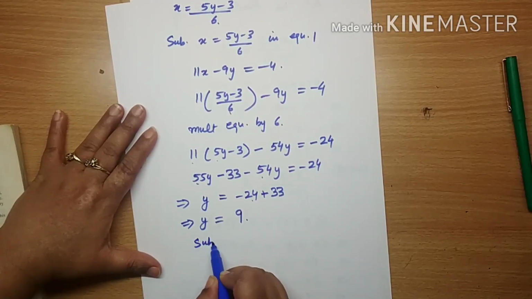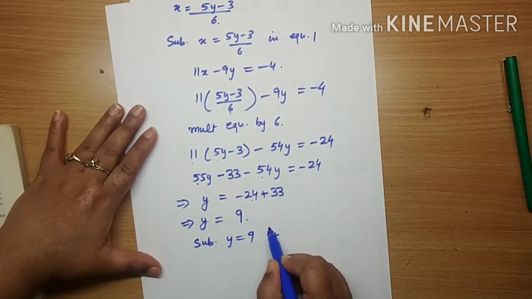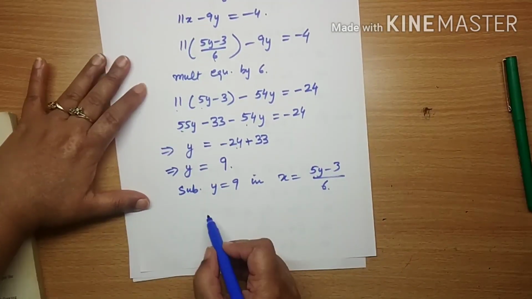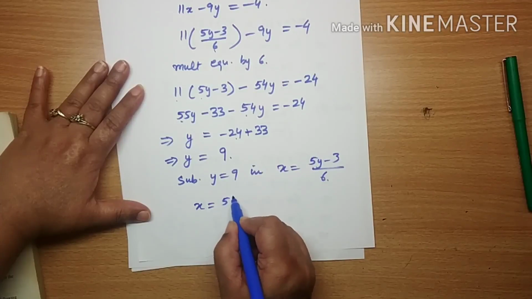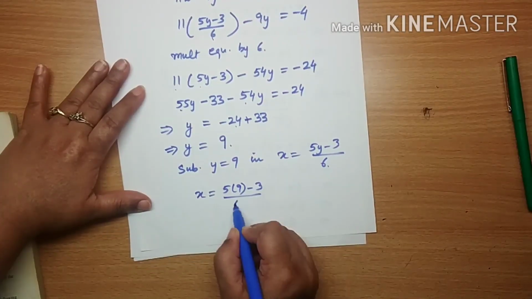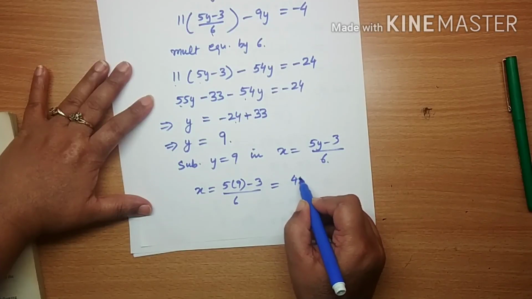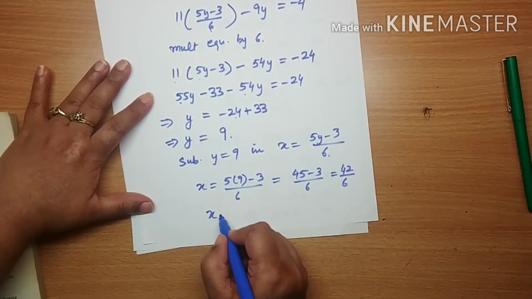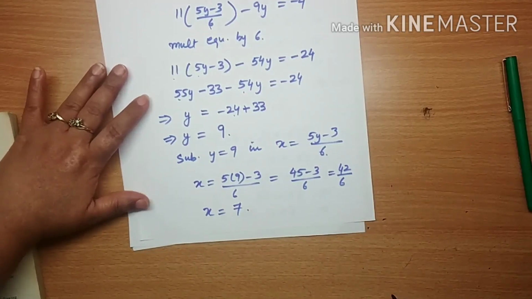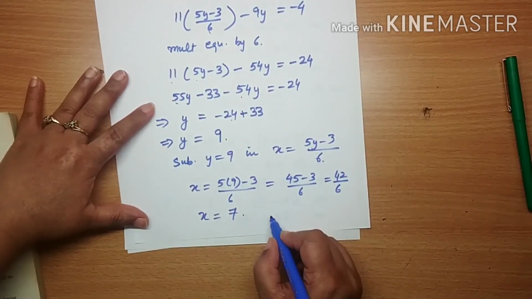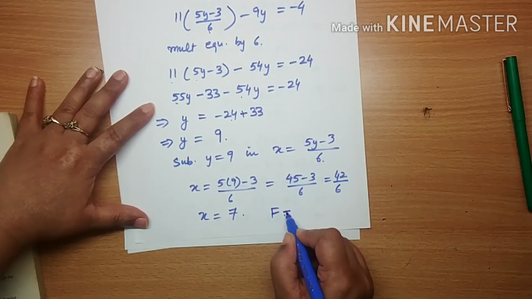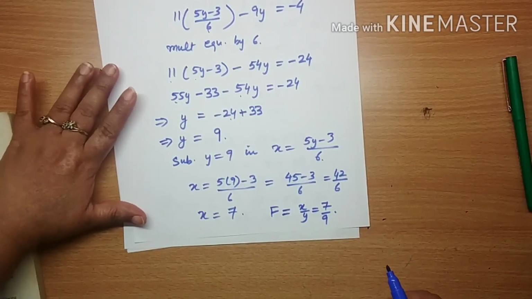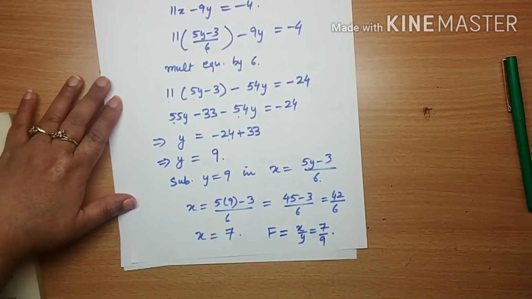Now substituting y equal to 9 in x is equal to (5y minus 3) by 6. So we get x is equal to (5 into 9 minus 3) by 6. 9 into 5 is 45 minus 3, which is 42 by 6. So x is 7. So I got, children, x equal to 7 and y equal to 9. So the fraction, which was x by y, is 7 by 9. So the answer is, the fraction is 7 by 9.